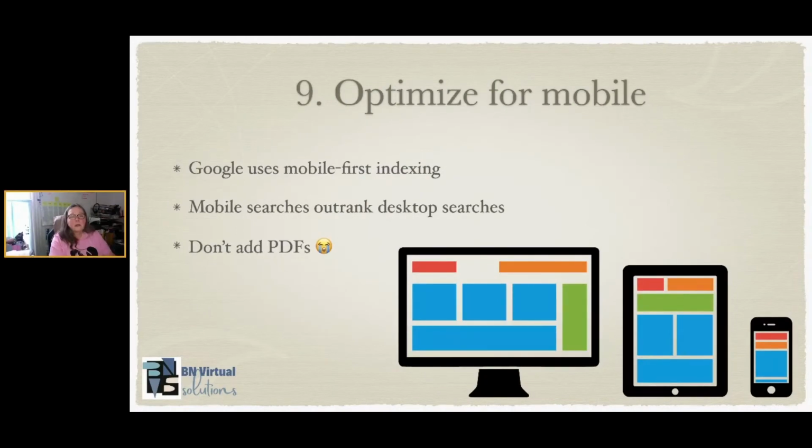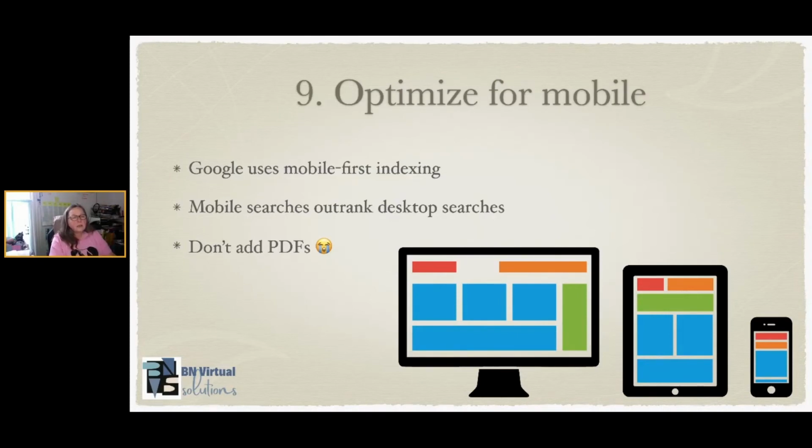Number 9, optimize for mobile. Google uses mobile-first indexing, so they don't actually look at desktop sites anymore. They just look at mobile, because everyone is looking for websites on their phone. More searches are done on mobile than on desktops.